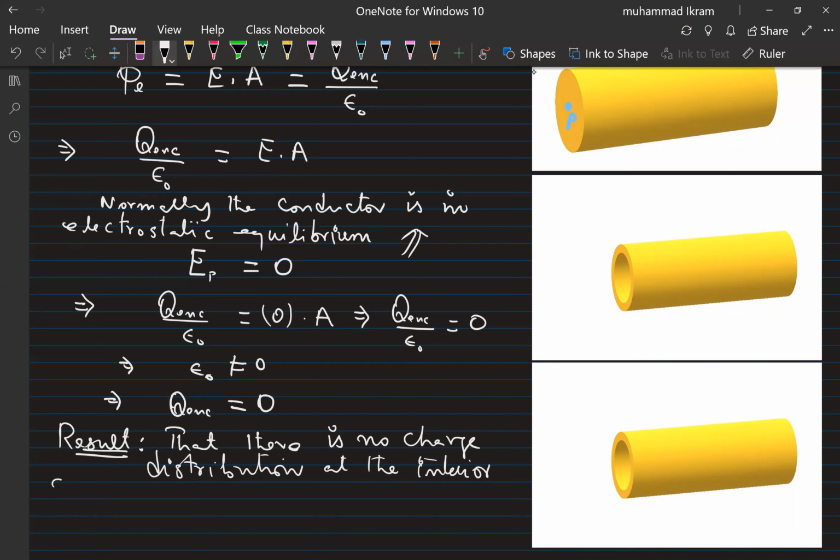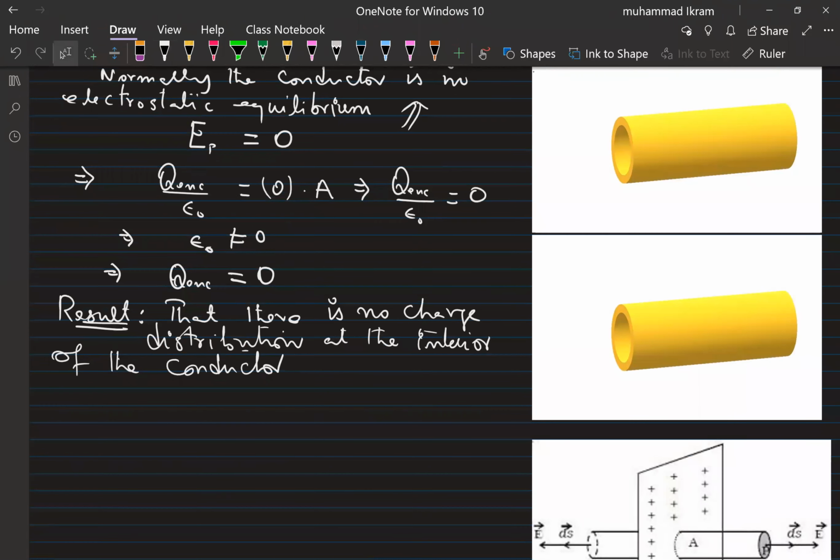No charge lies at the interior of the conductor, right? So we have this one thing. Is it clear? Now let us see that.